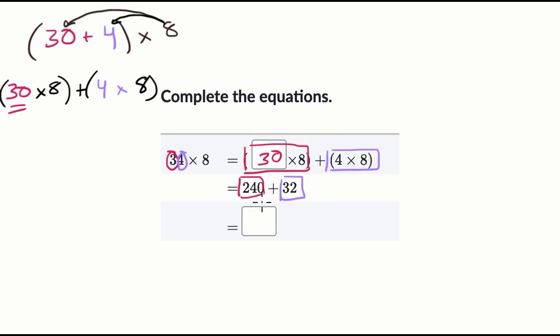Now this last step, we just have to add 240 plus 32. You might be able to do that in your head. 240 plus 30 is 270, plus another 2 is 272. If we want, we could write it out here. 240 plus 32. In the ones place, 0 plus 2 is 2. Tens place, 4 tens plus 3 tens is 7 tens. And then we have 200s, 272.